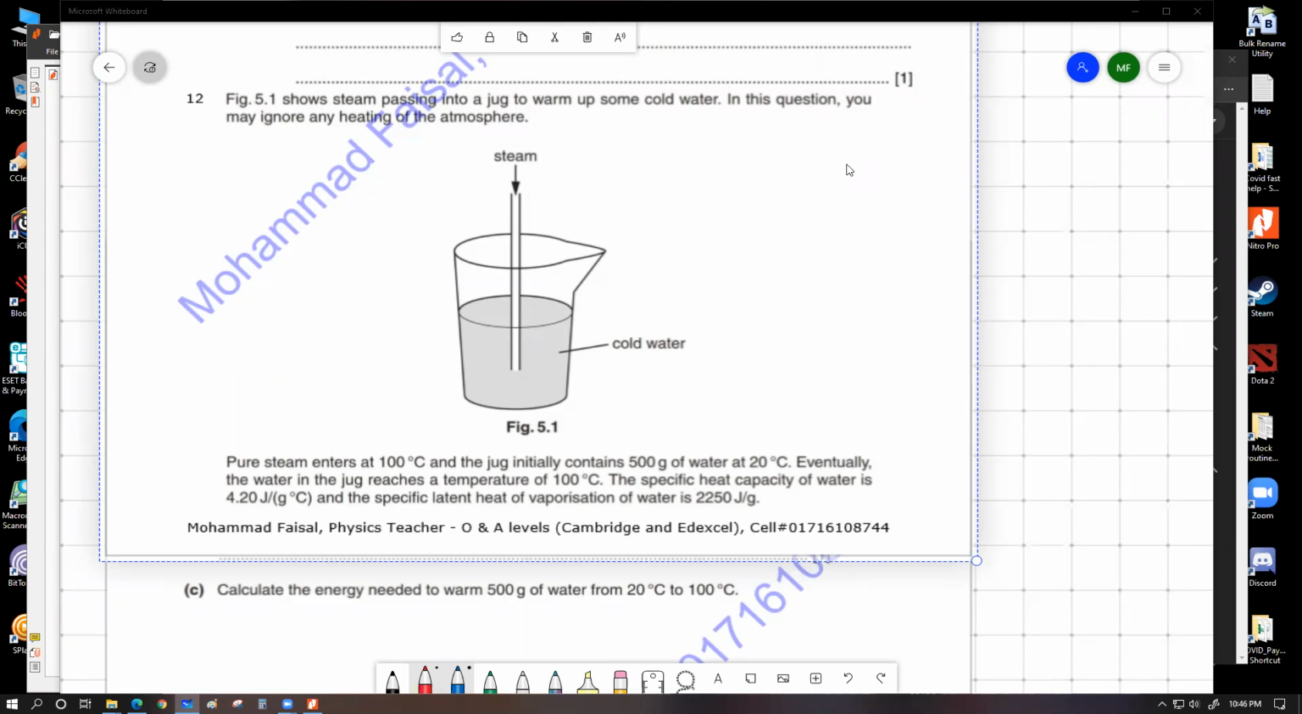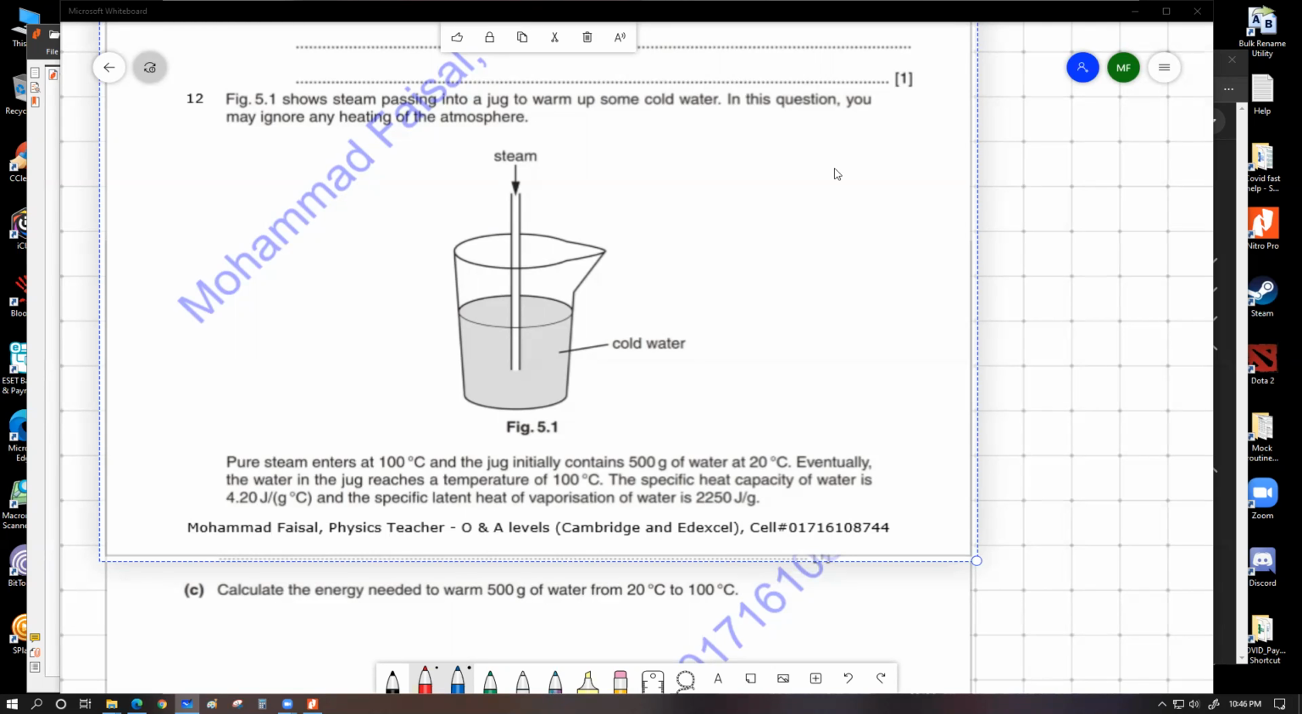So steam is going to come into this, and as the steam bubbles go up, they come into contact with the cold water, and some of the steam molecules lose heat to the cold water, and in that process they become condensed, or change state from gaseous state. They convert into liquid water. This question tells us pure steam enters at 100 degrees Celsius, and the jug initially contains 500 grams of water at 20 degrees Celsius. Eventually, the water in the jug reaches a temperature of 100 degrees Celsius, which means all the water is now at 100 degrees Celsius, about to boil.